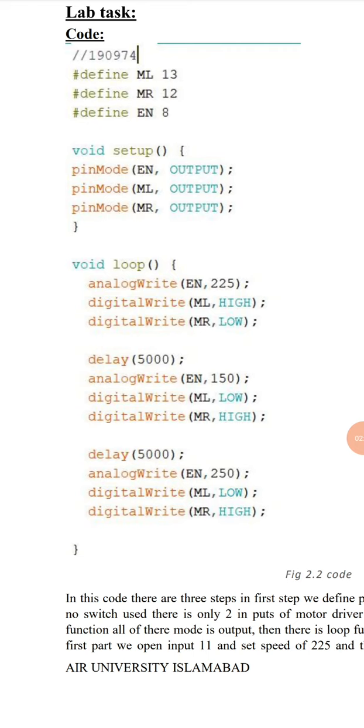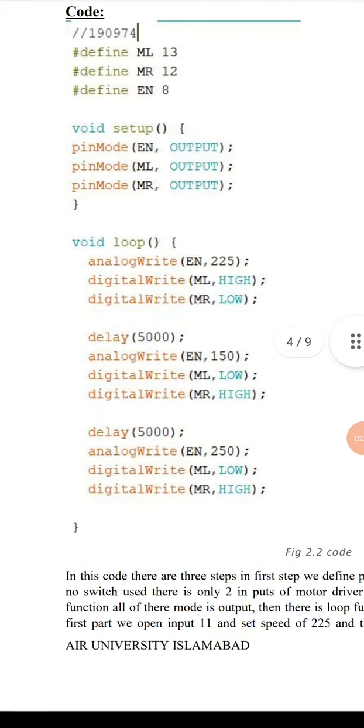So we have three parameters over here: ML, which is motor left; MR, which is motor right; and the enable pin. As you can see over here, all these three pins are PWM. PWM pins are basically a certain kind of pins that are marked on the Arduino. These usually have a sinusoidal, block up and down, refined graph.